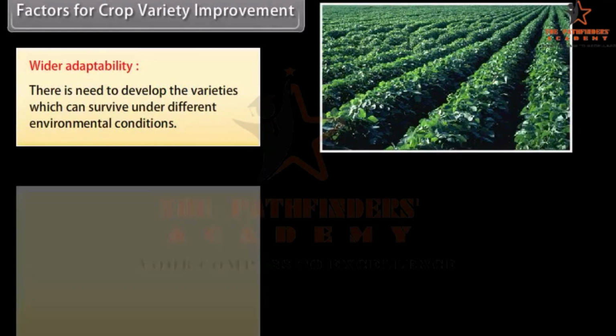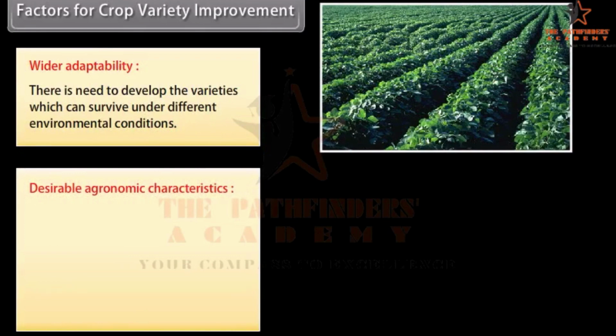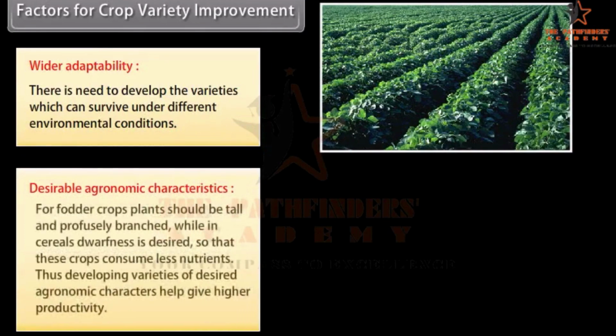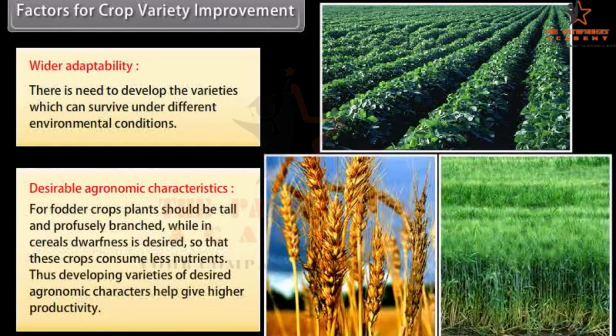Desirable agronomic characteristics. For fodder crops, plants should be tall and profusely branched, while in cereals, dwarfness is desired, so that these crops consume less nutrients. Thus, developing varieties of desired agronomic characters helps give higher productivity.